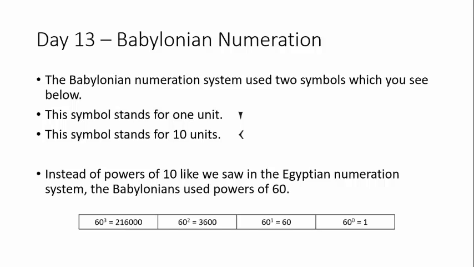And then we have 60 squared, which is 3,600. So the next group that we will see in our number will represent how many 3,600s we have. And then finally, we've got 60 to the third power, which is 216,000. Let's see how this works. It's hard to visualize unless you're seeing an example.